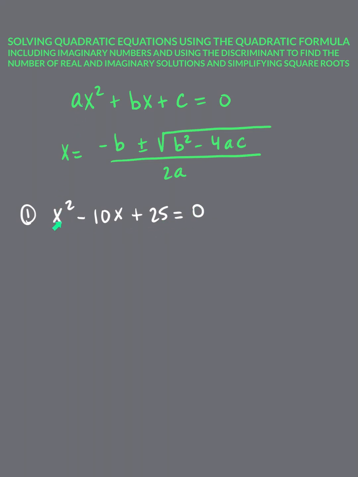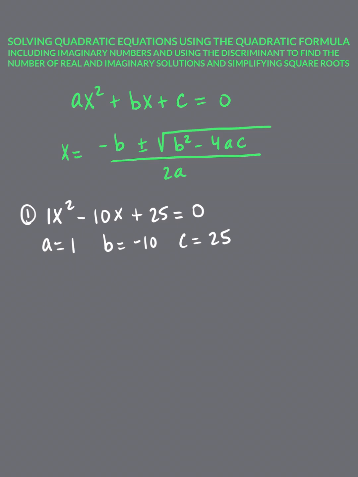We can see that our x squared term is first, our x term is second, and our constant is third. So then we can identify a, which is a coefficient of x squared. We can identify b, which is a coefficient of x, and our constant c. So let's do that now. A is equal to 1. That is a coefficient of x squared. There's an understood 1 there. B is equal to negative 10, and c is equal to 25.